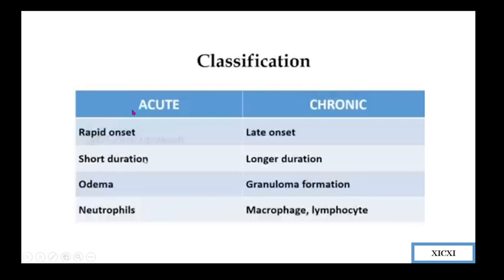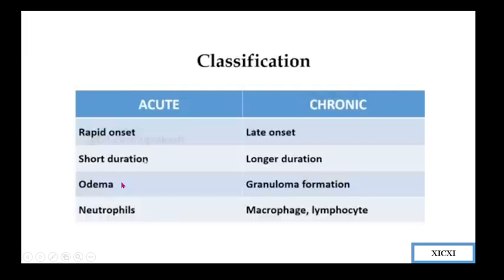Actually, there is a classification where acute and chronic inflammation differ. We talk about acute inflammation when you have rapid onset, while chronic has a later onset. It means the symptoms are going to come later. Acute has what we call short duration, while chronic inflammation has a longer duration.